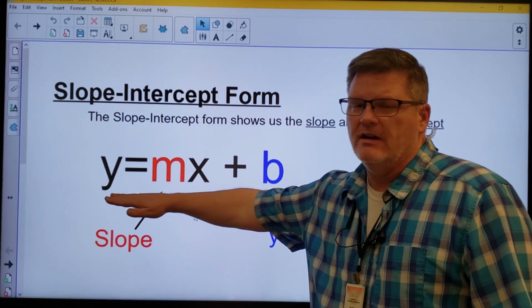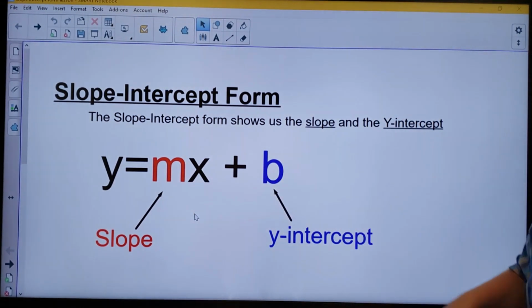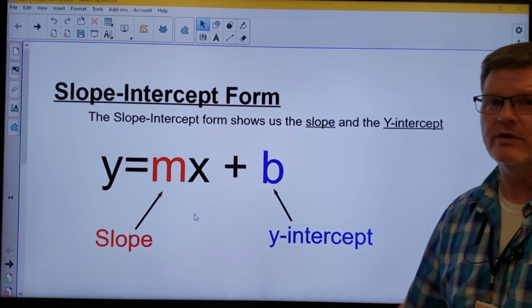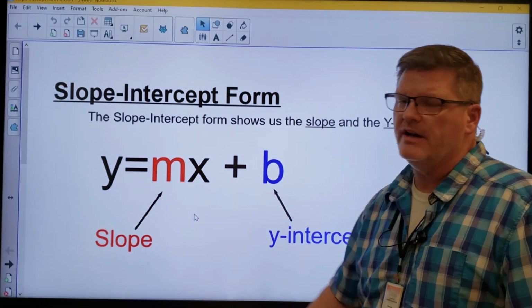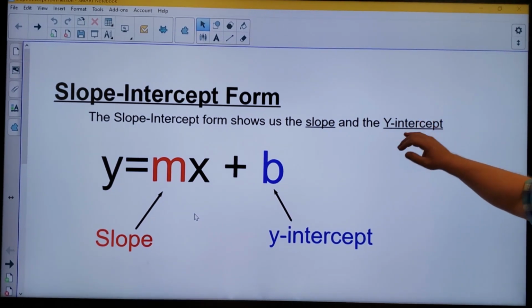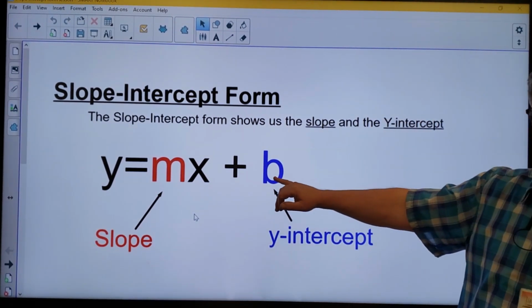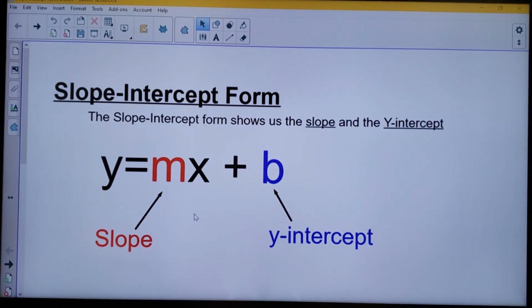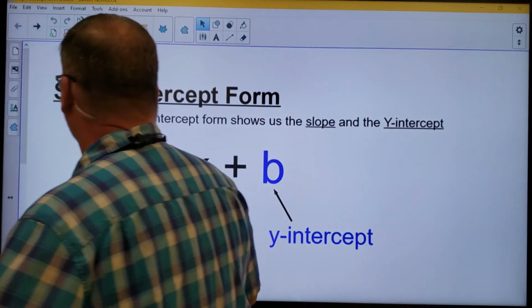And so the formula, a lot of us have heard y equals mx plus b before. Now, those pieces of information, the slope is going to be the m value. So we're talking about whatever number is in front of the x. And the y-intercept will be whatever number is added or subtracted over here at the end. So we're going to go through some examples and help identify the slope and the y-intercept when looking at the slope intercept formula.